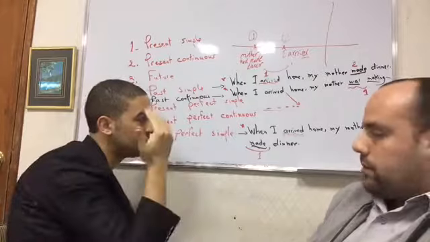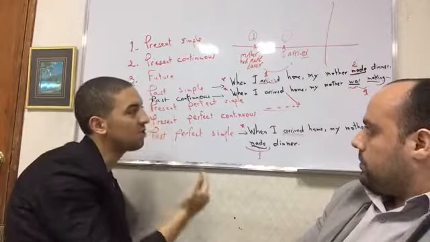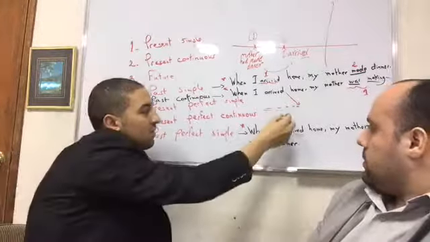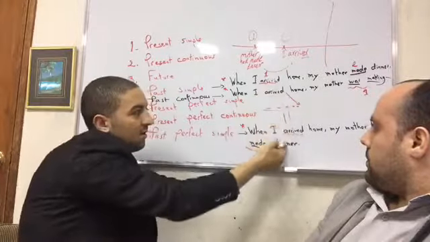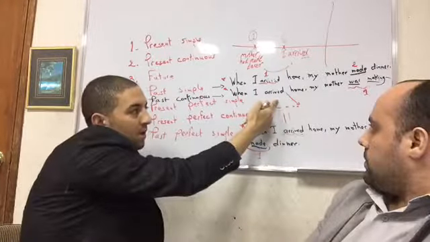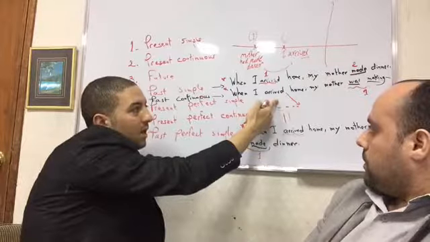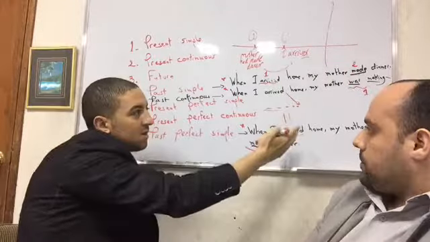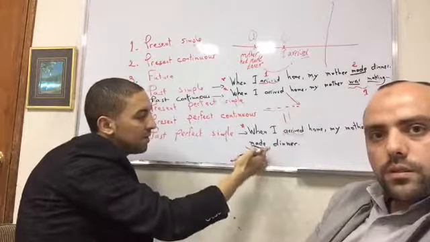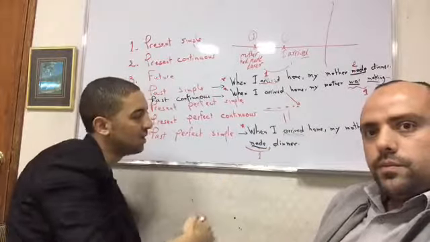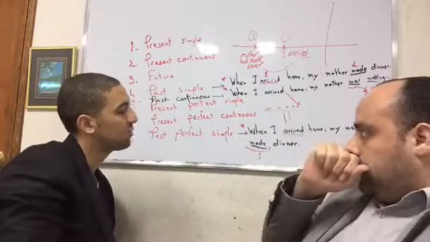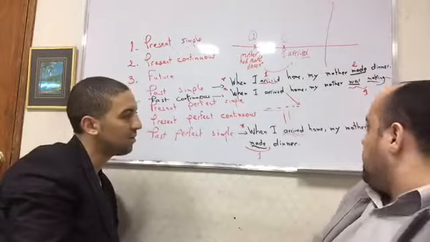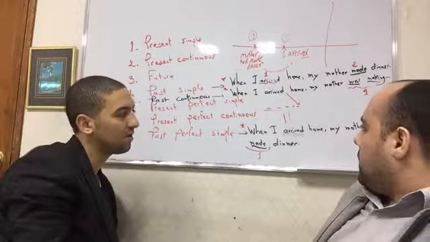Happened, finished. So my mother finished making dinner. This is the difference between this and this. When I arrived home, my mother was making dinner. She was still making dinner, she was not finished yet. But here, when I arrived, my mother was done. She finished making dinner. Now you can tell us about the form, because I think that the form is easy.